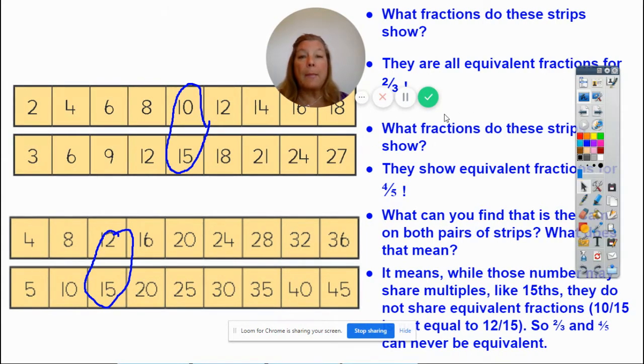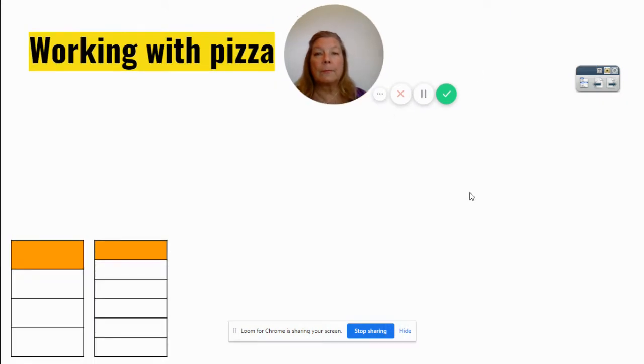If I had extended the pattern, my next part over here would have been 20/30. And extending it here, I know 24/30 is greater than 20/30. So therefore, proving again, 4/5 is greater than 2/3.